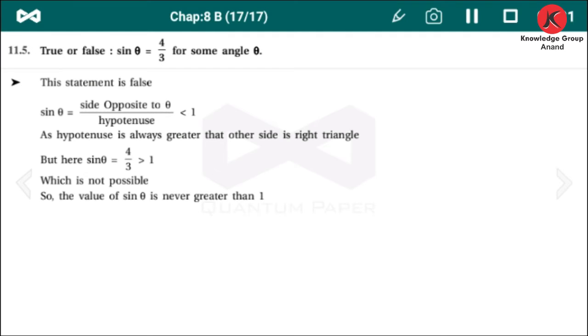Here our exercise 8.1 revised syllabus, questions number 1 to 8 and question number 11, are completed.